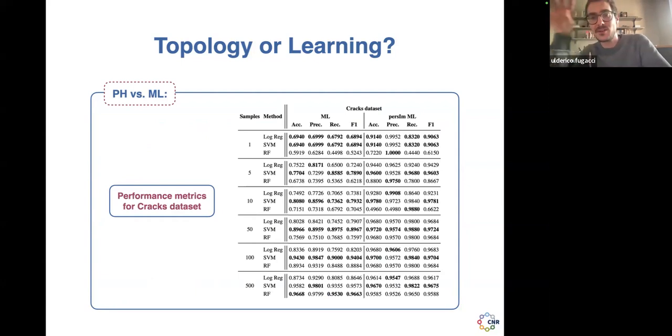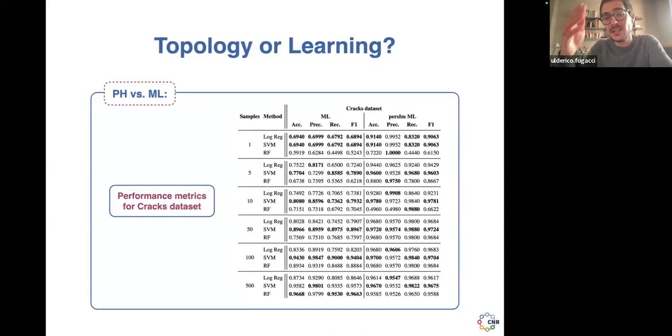In this table, we consider the cracks datasets, and the first bunch of columns represents pure machine learning methods, while the second bunch of columns represents machine learning applied to persistent images. Then there are several chunks of rows. Each chunk contains the three machine learning methods considered: logistic regression, support vector machine, and random forest. And each chunk represents a different number of samples considered per class.